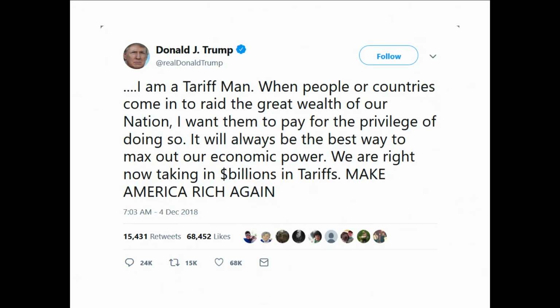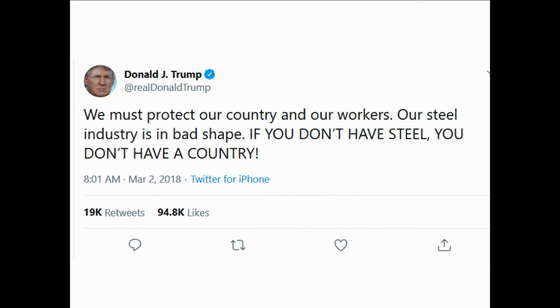And he said, I'm a tariff man. We're going to not allow other countries to raid our great wealth. We're going to make America rich again. And in particular, we need a steel industry. So we got to help out the steel workers. If you don't have steel, you don't have a country.